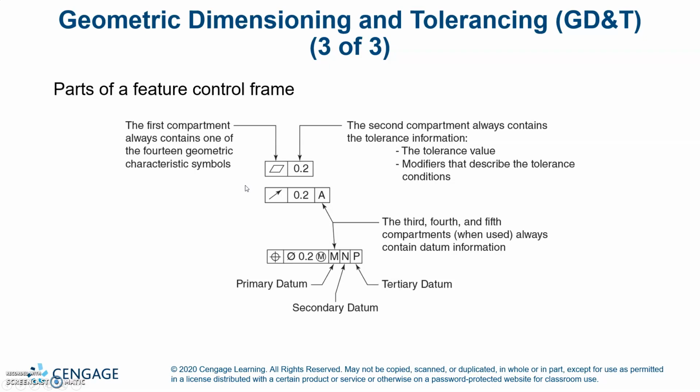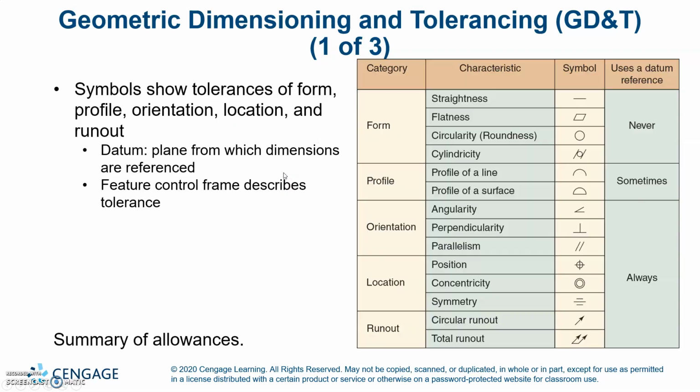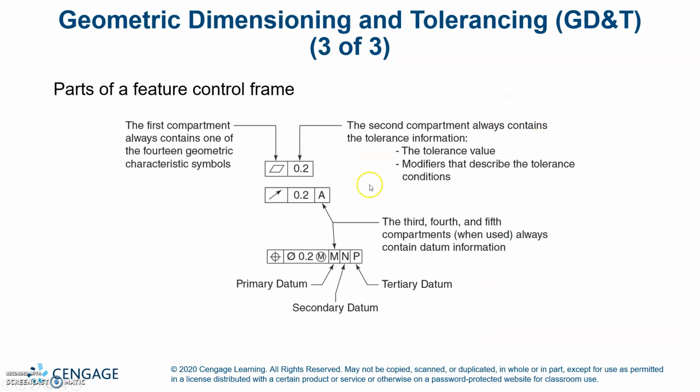Parts of the feature control frame. The first compartment always contains one of the 14 geometric characteristic symbols. On this one, you can look back and it's flatness. The second compartment always contains the tolerance information, so 0.2, the tolerance value, and modifiers that describe the tolerance condition. The third, fourth, and fifth compartments, when used, always contain the datum information. So this one will be coming off of datum A. This one's in M and P. So your first one is your primary, second is secondary, and third is tertiary.